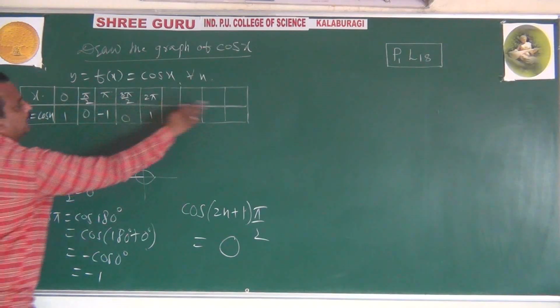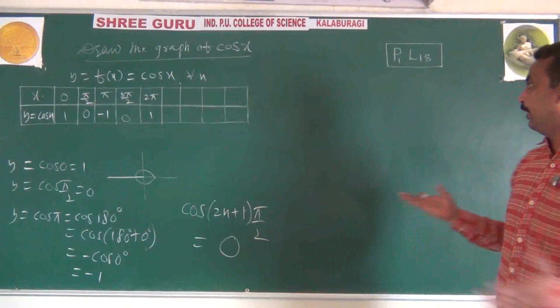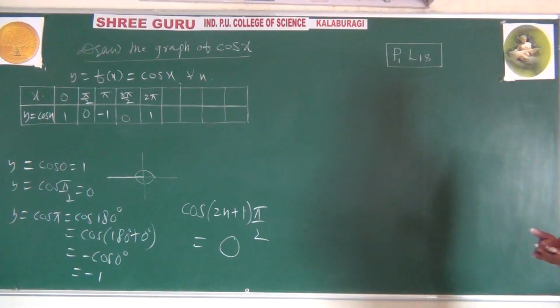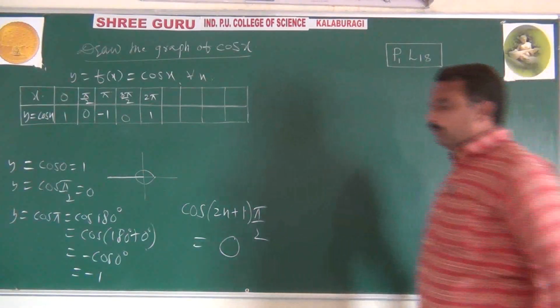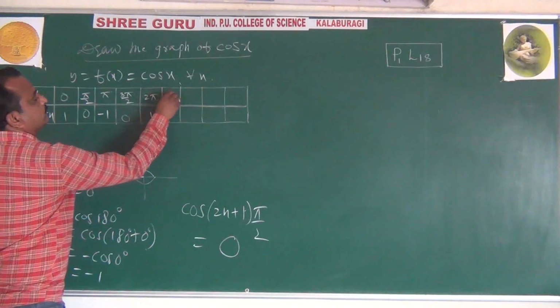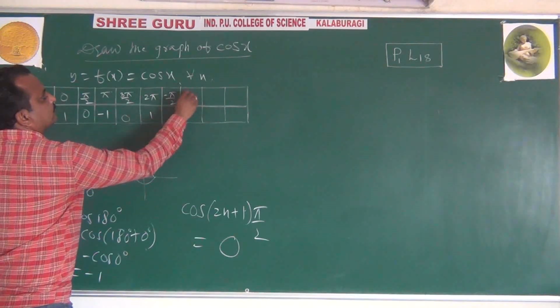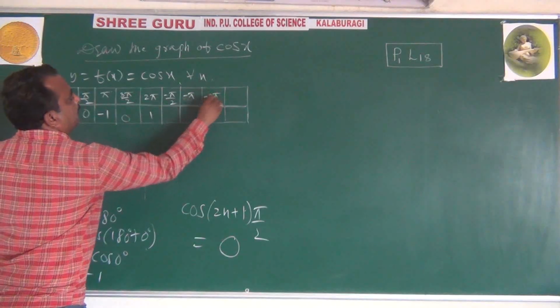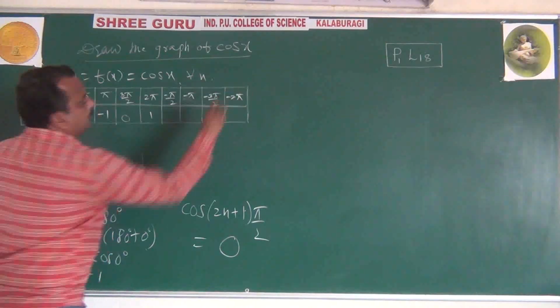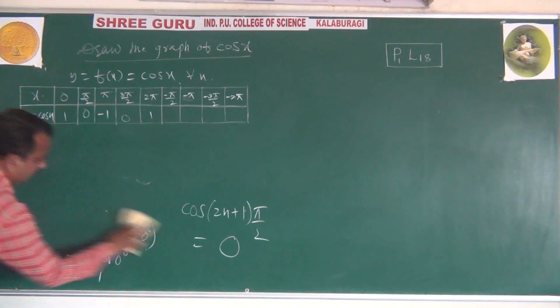Then let us take the negative values of these. Here we have to draw these values on the Cartesian plane. So minus pi by 2, minus pi, minus 3 pi by 2, minus 2 pi. Let us draw the values of these.